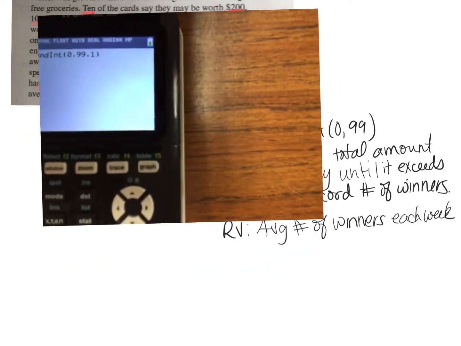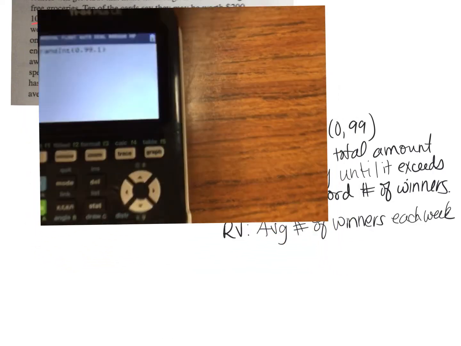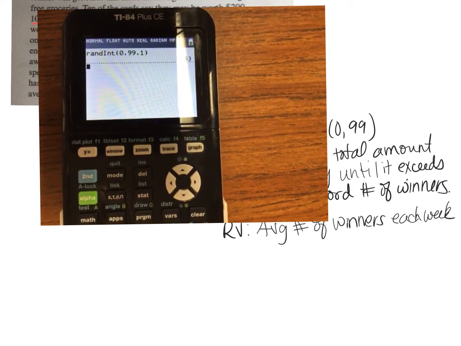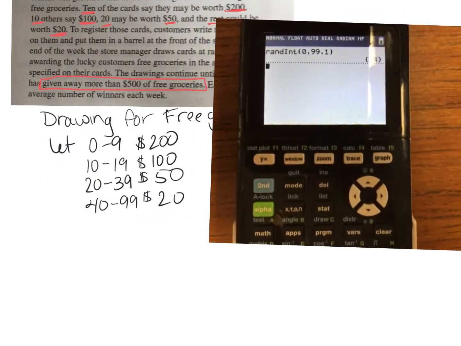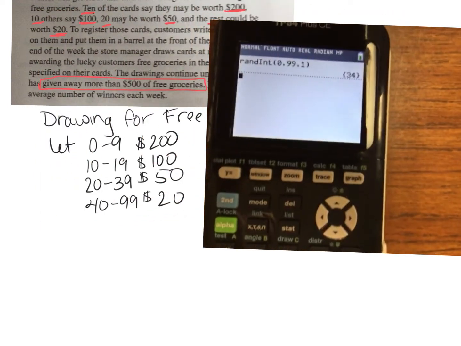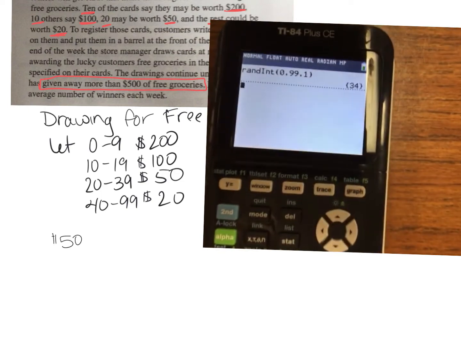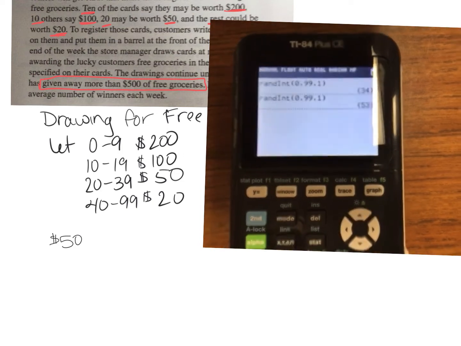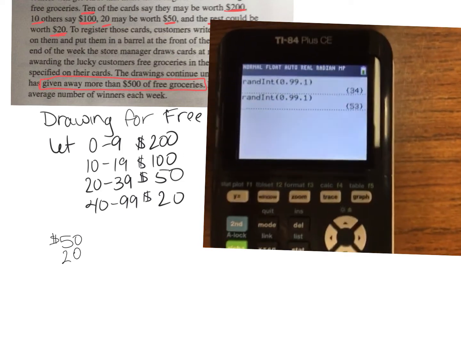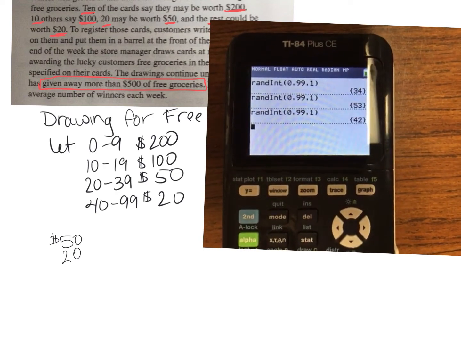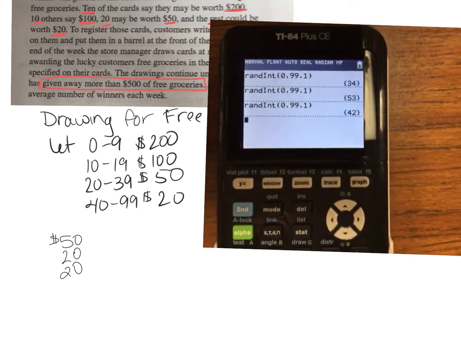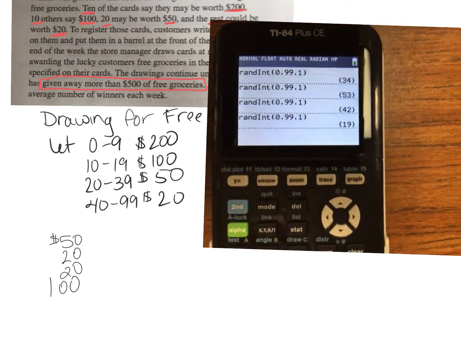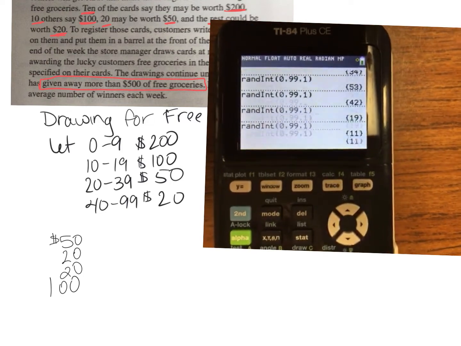Okay, so I'm going to put this off to the side, the video, and then we're going to write down how much money we're giving away, because we need to total that up, and then at the end count how many people won. So 34, let's put this over here, 34 is $50. So for trial 1, it's $50. Okay, that's the first outcome. 53, $20, because that's between 40 and 99. 42, $20. 19, that's 100. So right now we're at $190.